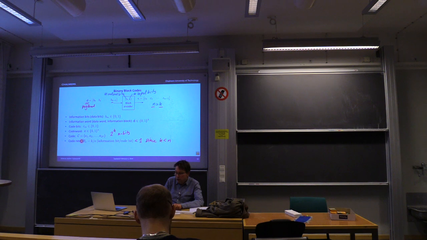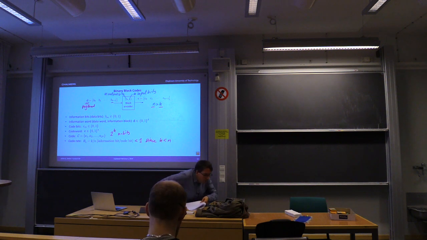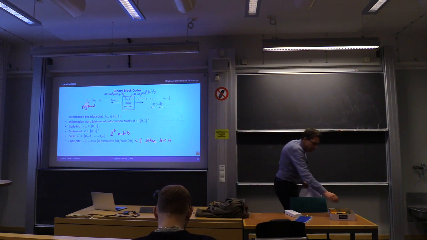Now we would like the code rate to be relatively high, because that means that we are not adding so many bits in this process. And these bits are overhead bits. They end up in the header or trailer, and we would like to have as few as possible to be efficient. Okay. So a very simple example of this.